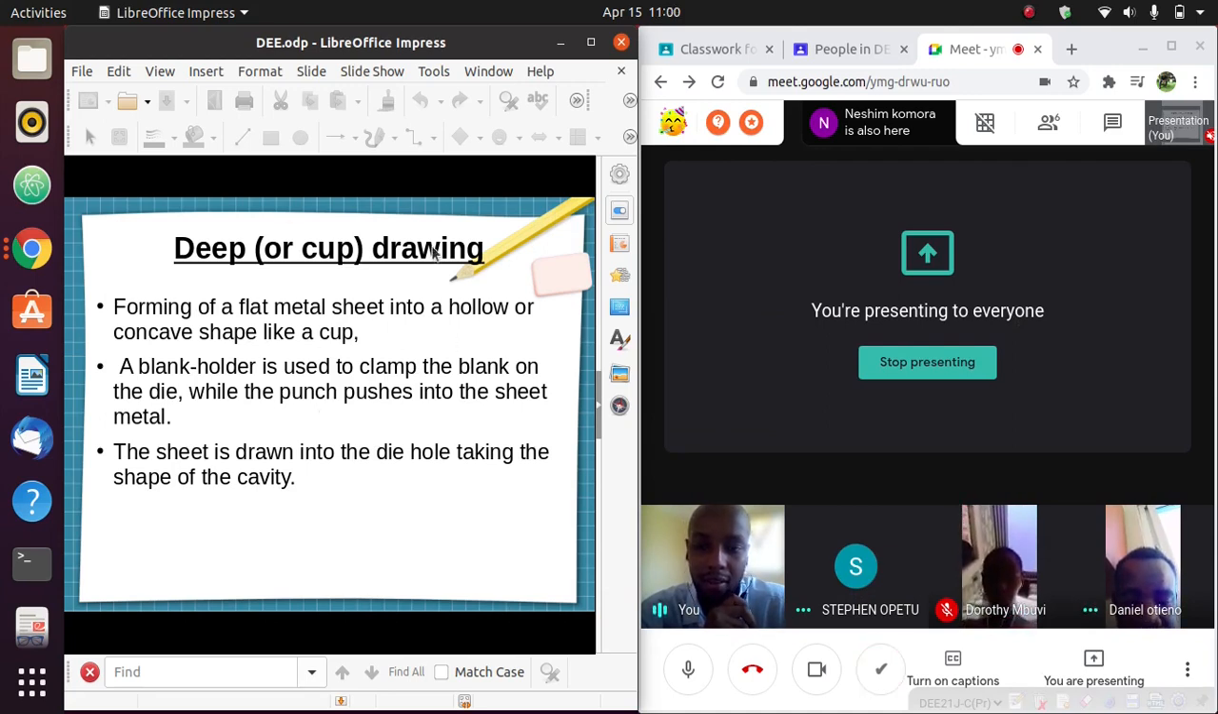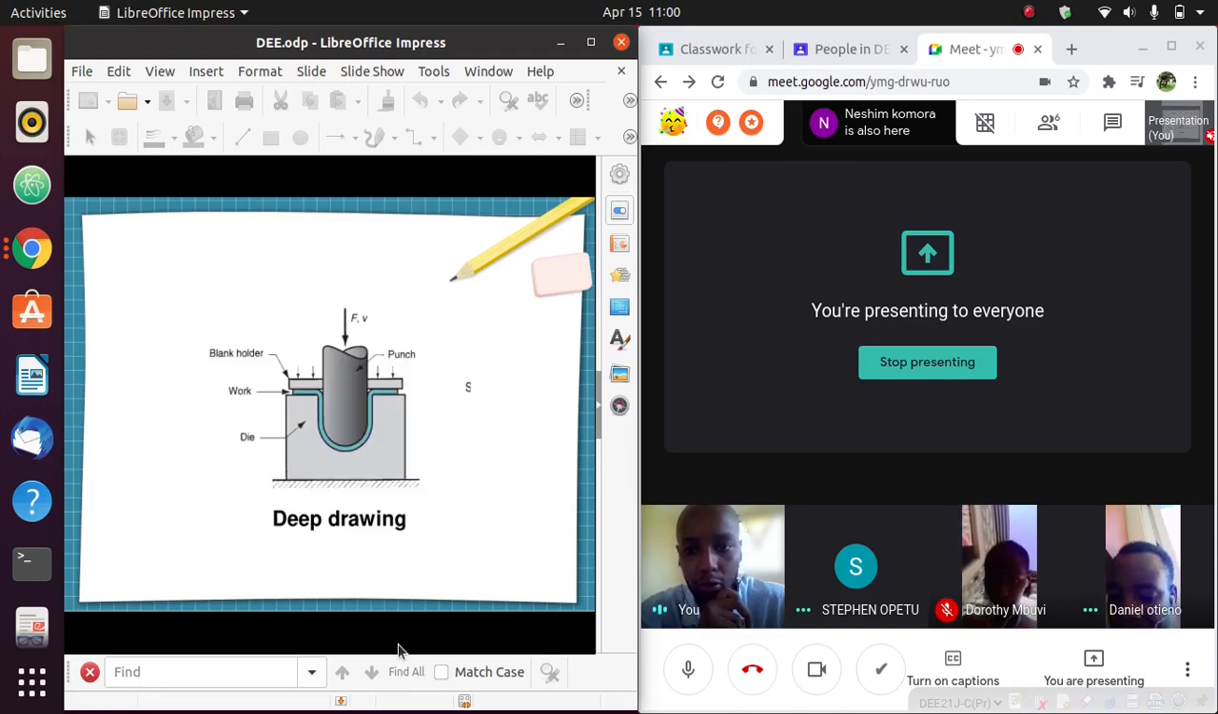Now we have another process known as cup drawing or deep drawing. What this is, you will have a piece of workpiece or metal. You will place it on top of a die that has a cavity, a concave shape. Once you place it on top of that cavity, it is held together. You have a cavity like this, then you place your workpiece on top of it and then you clamp it.